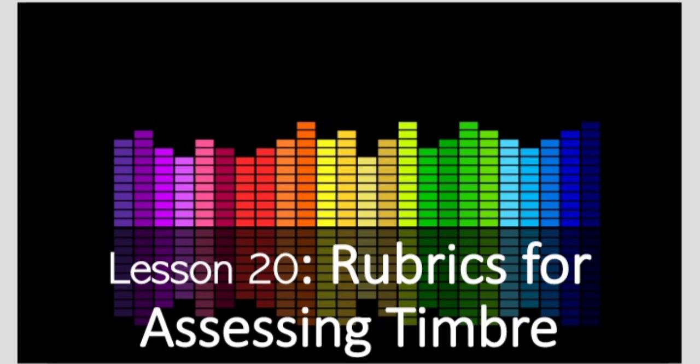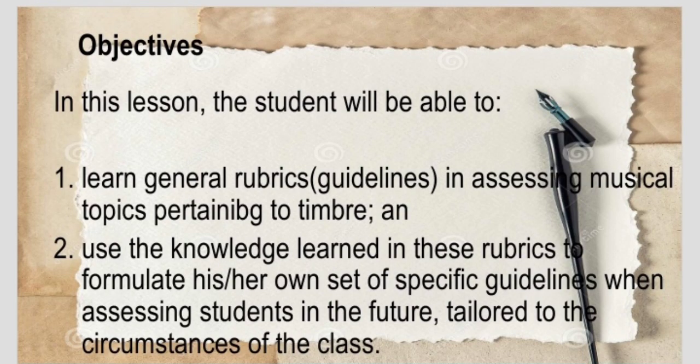Next is lesson 20, rubrics for assessing timbre. When we say timbre, it is to determine the sounds. Objectives. In this lesson, the student will be able to, first, learn general rubrics, guidelines in assessing musical topics pertaining to timbre, and use the knowledge learned in these rubrics to formulate his/her own set of specific guidelines when assessing students in the future, tailored to the circumstances of the class.